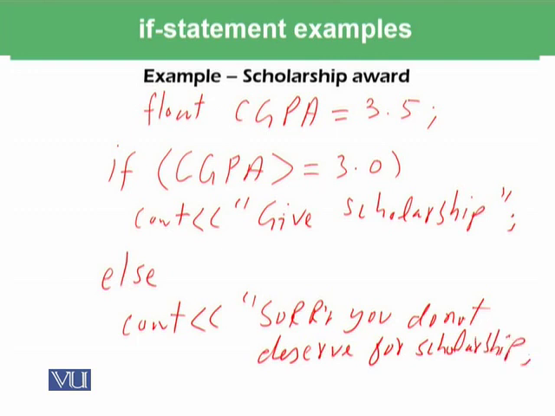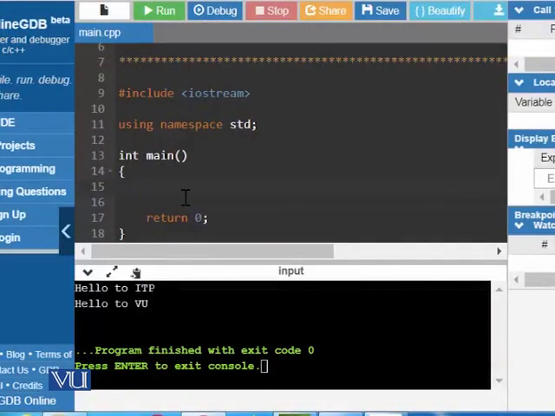So what do you think would be the output of this program if it is being executed in online C++ compiler? As the CGPA is 3.5, it will come over this instruction. So 3.5 is greater than equal to 3, condition is true, so it will output give scholarship, and the message sorry you do not deserve for scholarship will only be displayed if this float variable contains the value less than 3.0.